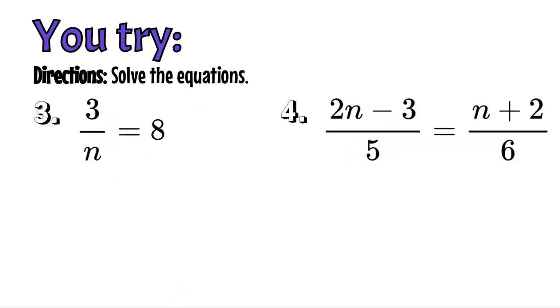Now it's your turn to try some examples. In number 3, don't forget that if you have an integer, we can rewrite it as 8 over 1, if that helps you to see that there are still two fractions set equal to each other. So pause the video and try numbers 3 and 4 on your own.